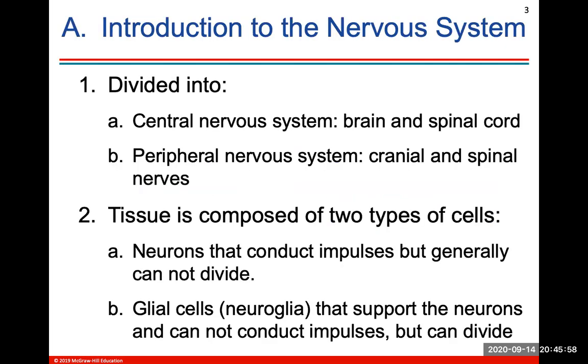So a little bit of the introduction to the nervous system. This might be a review from anatomy, so I will go over this relatively quickly. We have your central and peripheral nervous system, and you should understand what makes up each. And then you should really understand what makes up the tissue and what are the two main types of cells, the neurons and the neuroglial cells.